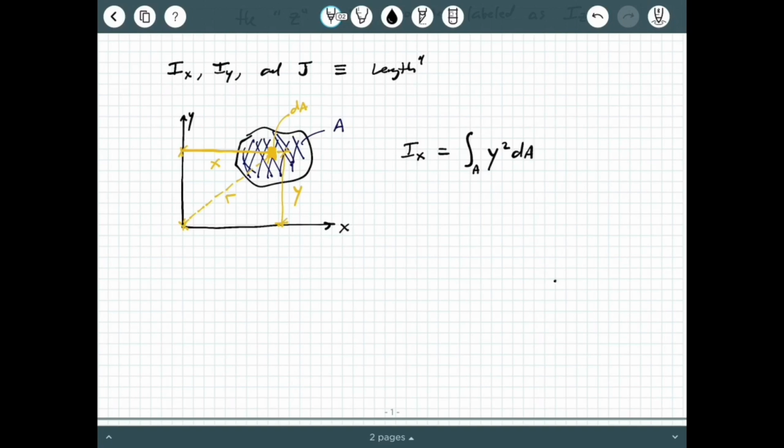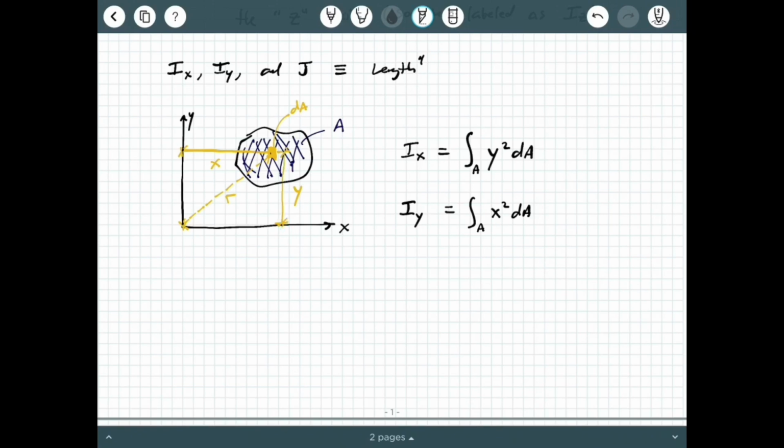And then likewise, the moment of inertia about the y-axis is the integral over the whole area A of x squared dA. And that x value I'm talking about right here that I am squaring is represented by this perpendicular distance. And again, the y squared I'm talking about in the I sub x formulation is this y value here.